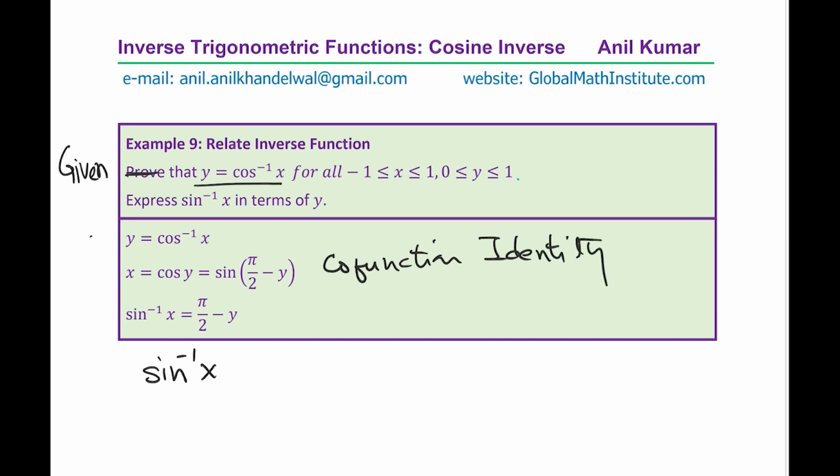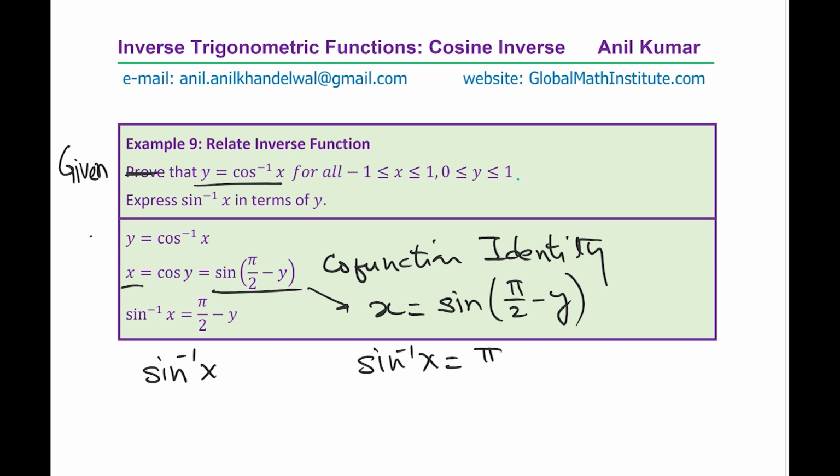Now, x is sine, I'll rewrite this first. x is equal to sine of pi by 2 minus y. So that means sine inverse of x is what? Well, sine inverse of x is pi by 2 minus y. Is that clear to you? So we have written sine inverse of x in terms of y. Perfect. So that is how we can do it.